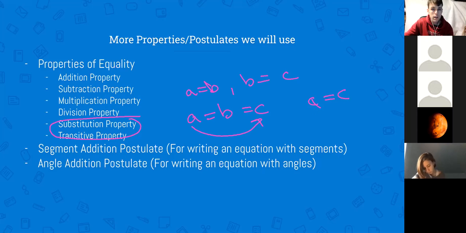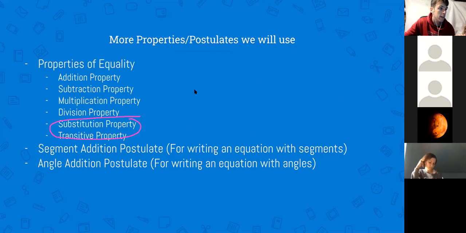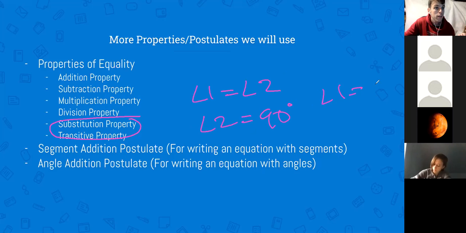It's important. An example of maybe using that is something like this: angle 1 is equal to angle 2, angle 2 is equal to 90. So then we can say that angle 1 is equal to 90, right? We can create that chain. 1 is equal to 2, 2 is equal to 90, shortcut it. Something that we'll do a lot with the transitive property.